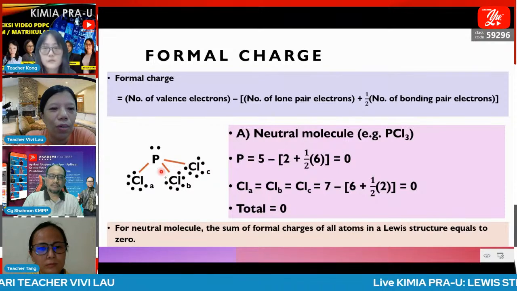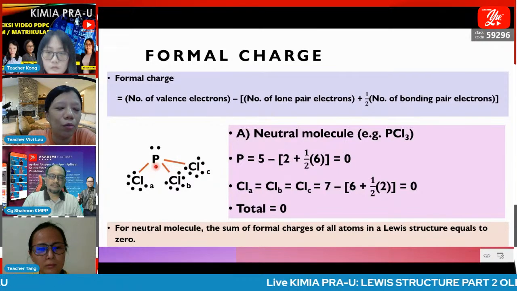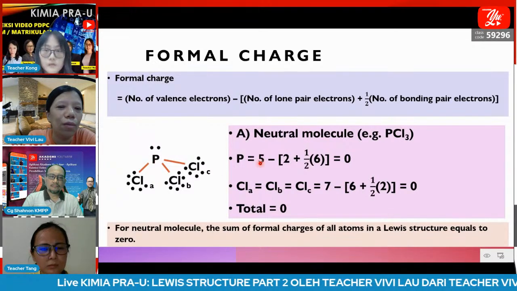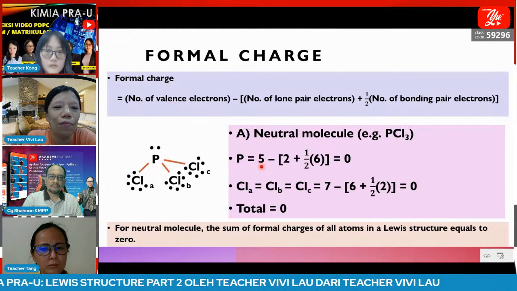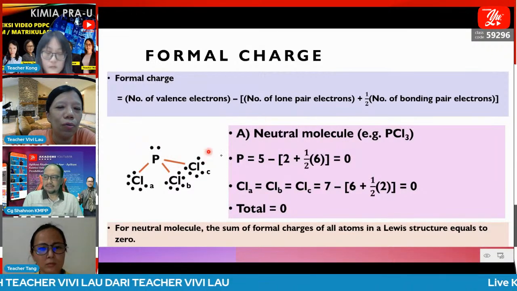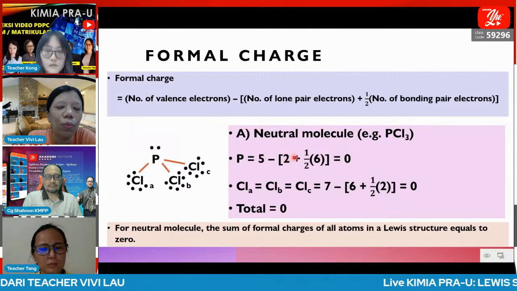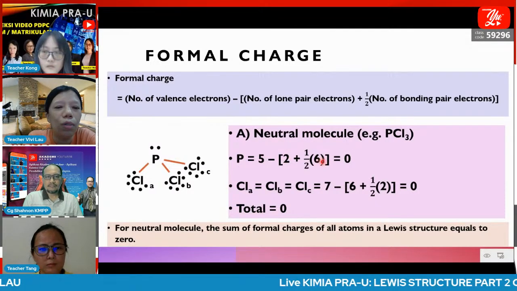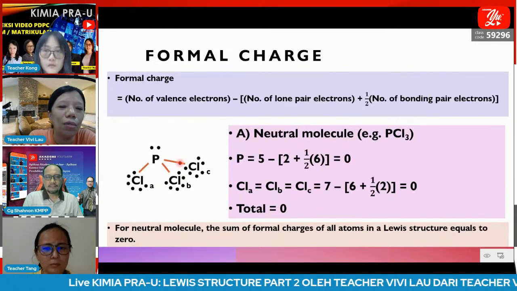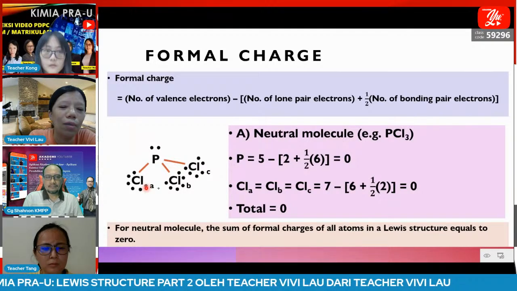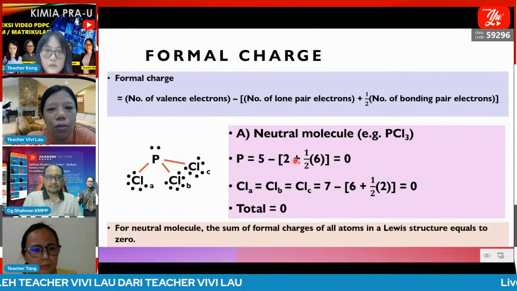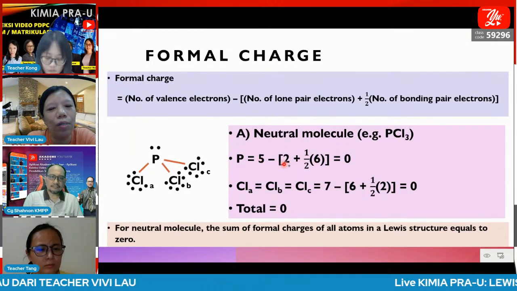So this is a base Lewis structure, because you look at the phosphorus. Phosphorus is group 15, so it has 5 valence electrons. 5 valence electrons minus, it has 1 lone pair, so 2 electrons. So 2 plus the bonding pair electrons. Bonding pair electrons is 2, 4, 6, 3 bonding pairs, which must be shared between the chlorine and phosphorus, so you have to divide by 2. So 2 plus 3, 5. 5 minus 5 is equal to 0.